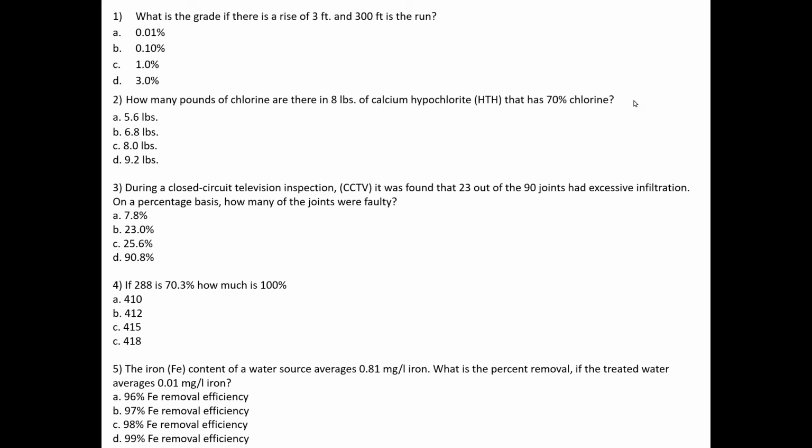I'm not even going to do this one on the board either. So it's 0.70 times 8, because it's going to be less. Right, because you're looking for the chlorine, and you know that the calcium hypochlorite is not pure chlorine, so it's going to be less, right? 8 pounds of hypochlorite does not equal 8 pounds of chlorine because it's only 70% pure.